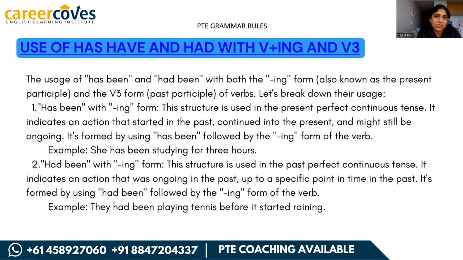It means the action that started in the past. So something has been started in the past, continued in the present, and might still be ongoing. People just go with ing when they see "been", and they don't see what is happening. Sometimes there can be a third form of the verb after that. But you have to analyze: something started before and continued into the present and might be ongoing in the future. So it is formed by using has been followed by the ing form of the verb.